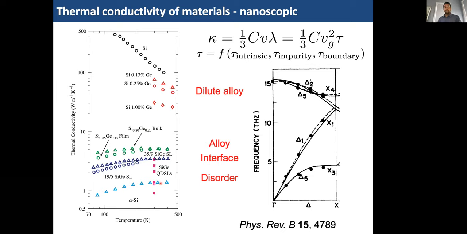Okay, so what dictates the thermal conductivity of solids? The phonon dispersion curve, which tells us the energy and the velocity, and then the scattering length. And anything will affect the scattering length: dopant atoms, interfaces, impurities.